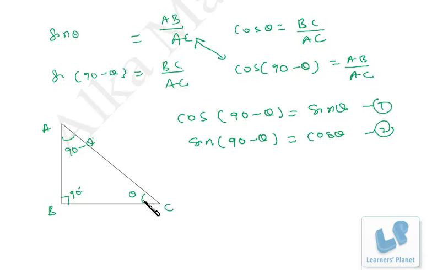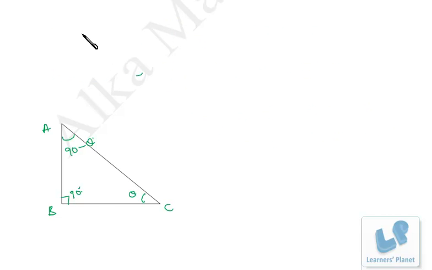I will calculate it for you. Wait a moment. Now we calculate tan theta. When we consider this angle, tan theta is what? Perpendicular by base. So that's AB by BC. When we consider this angle, that's tan 90 minus theta. In that case, it's BC by AB.